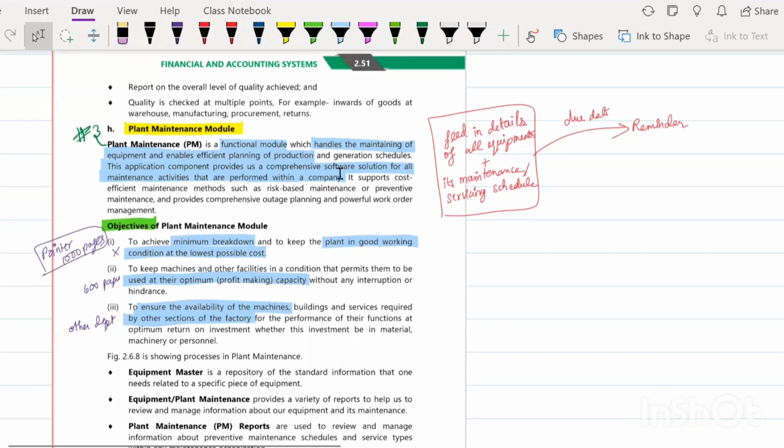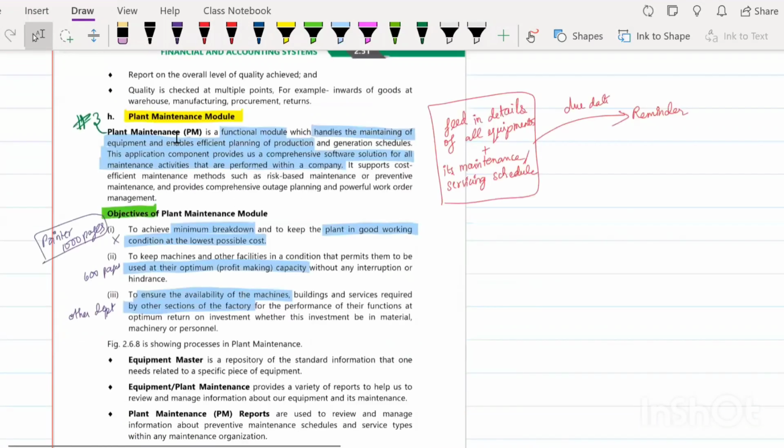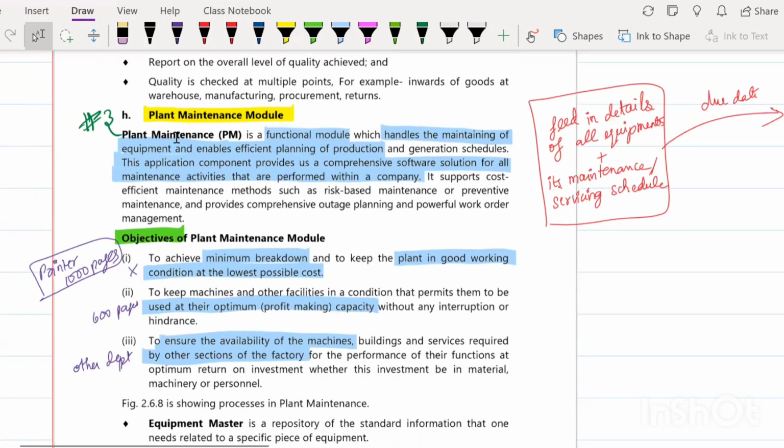Okay, fine. Next, you have your plant maintenance module.